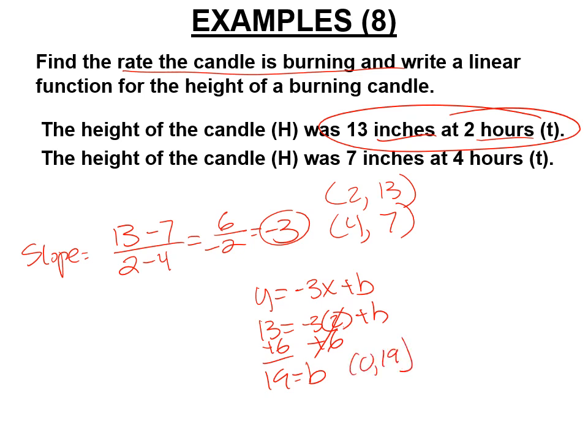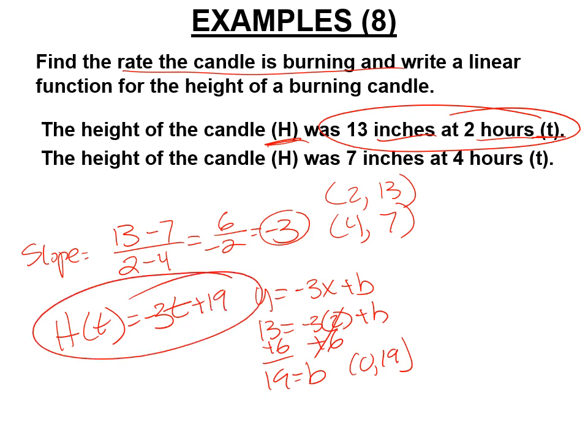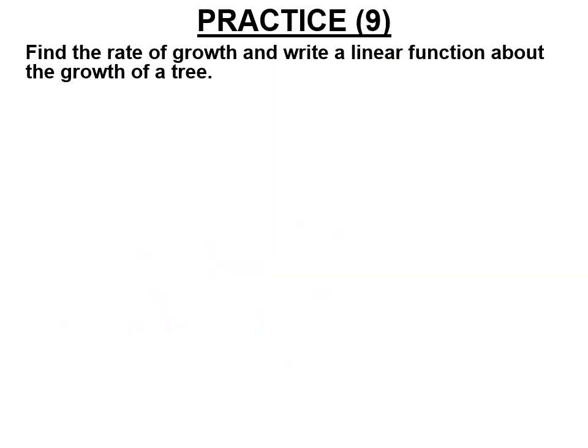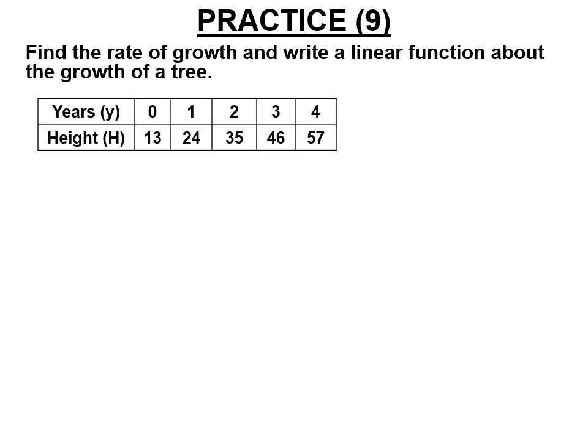So now we're going to use h, height, as a function of time, right? We're using t for hours because we don't want h of h. So h of t equals negative 3t plus 19. Function notation.